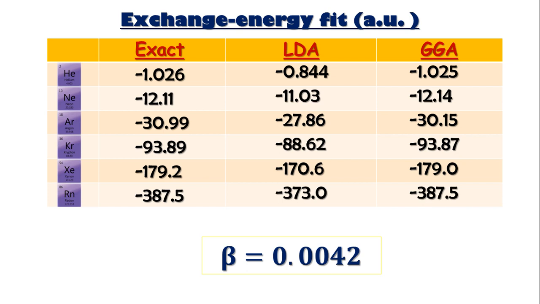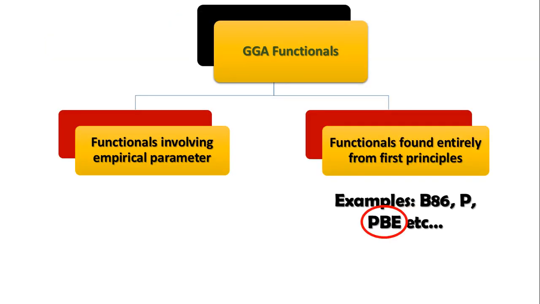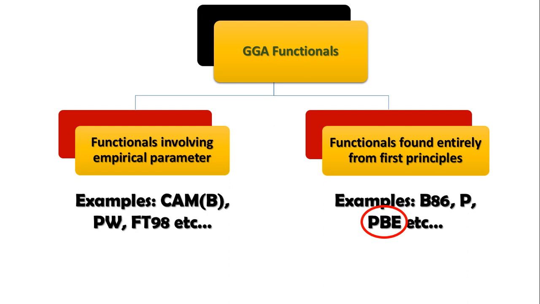Besides those types of functionals in which the value of the parameter needs to be calculated by fitting experimental data, there are also other types of functionals which are found entirely from first principles, like B86, P, PBE, etc. Other than Becke, some examples of the first kind are CAMB, the Cambridge group, PW, FT98, etc.